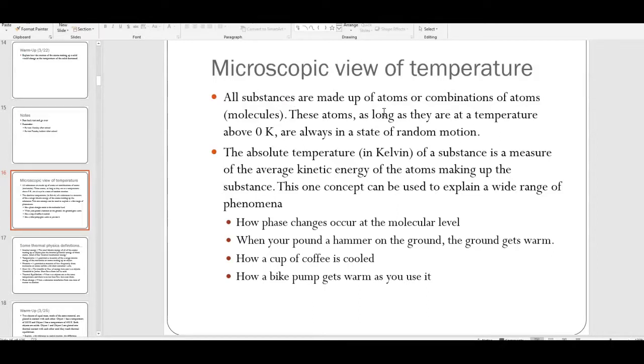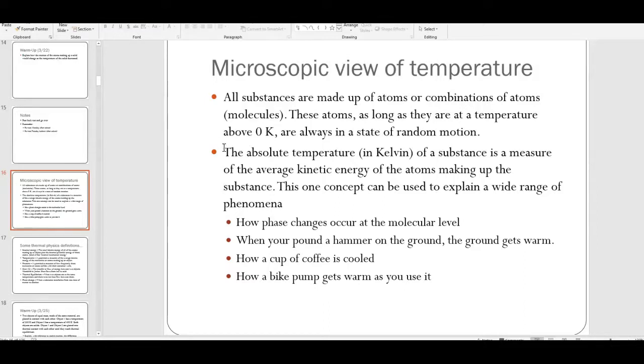All substances are made up of atoms or combination of atoms, that is molecules. These atoms, as long as they are at a temperature above 0 Kelvin, are always in a state of random motion. Now, in a solid, that random motion might look like shaking or jiggling or vibrating. In a gas, it's flying around, colliding with each other, colliding with the container walls, etc.